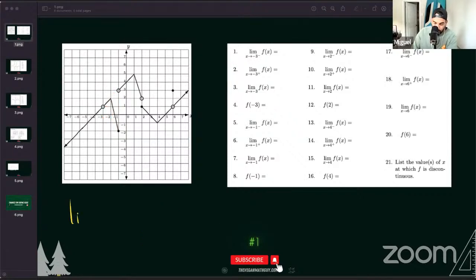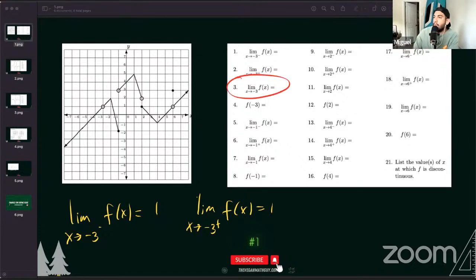All right, so keep in mind that as x approaches -3 from the left, the limit is 1, and as x approaches -3 from the right, the limit is 1. I wrote this now because we're going to talk about problem number 3. What is the actual limit?